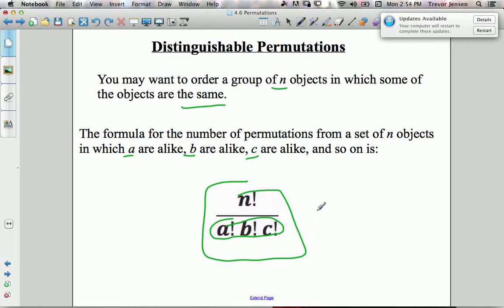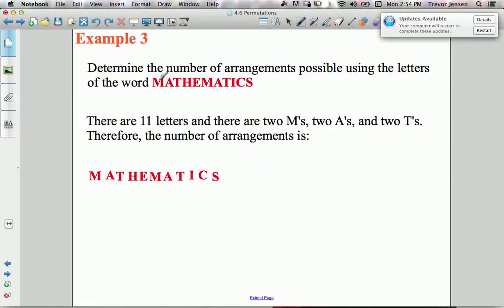We could have a D factorial, an E factorial, or we could just have an A factorial on the bottom. This is the formula, and I'll explain to you why we're going to have that A factorial, B factorial, C factorial on the bottom. So let's look at a problem here. Determine the number of arrangements possible using the letters of the word mathematics. So there are 1, 2, 3, 4, 5, 6, 7, 8, 9, 10, 11. There are 11 letters in the word mathematics.